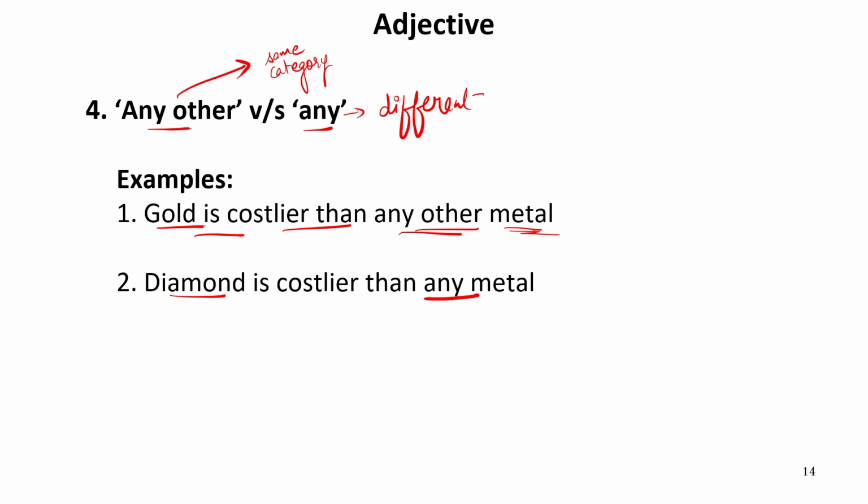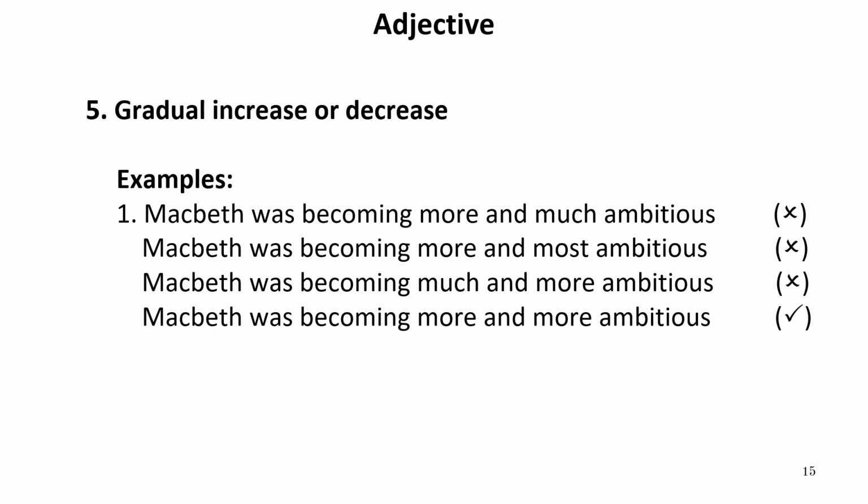Now let us move further. When we can see a gradual increase or decrease in something, for example, two things proportionally increasing or decreasing, or just increasing day by day or decreasing day by day, or increasing place to place or decreasing place to place, we use comparative degree of adjective.